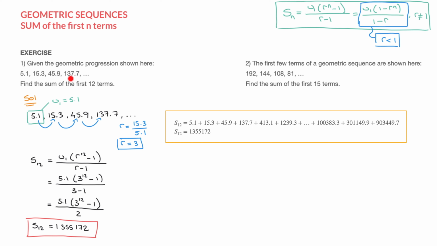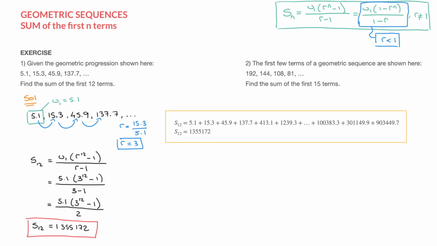You could work out what the next term of the sequence is by multiplying 137.7 by 3, then the next term by multiplying the result you get by 3, and the term after that by multiplying that result by 3, and you could carry on that way all the way up to the 12th term. Then add all the terms you get together, and you'll get the same answer as this.